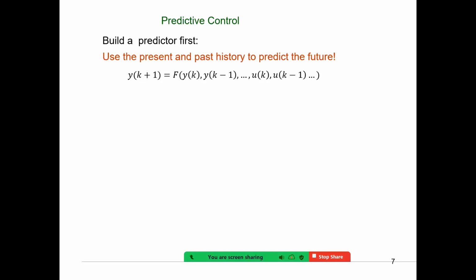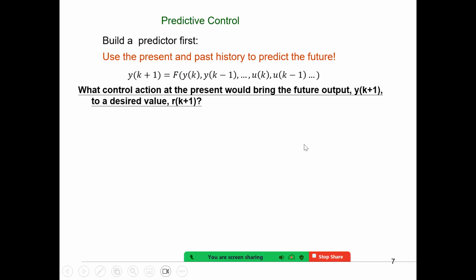Okay, any questions on the meaning of the predictor? Why is it in this form? Remember, on the right-hand side, all the signals must be available. Otherwise, what do you mean by a predictor? I cannot use something which is not available for the prediction. Does that make sense? The left-hand side is something, of course, not available, but you can predict it.